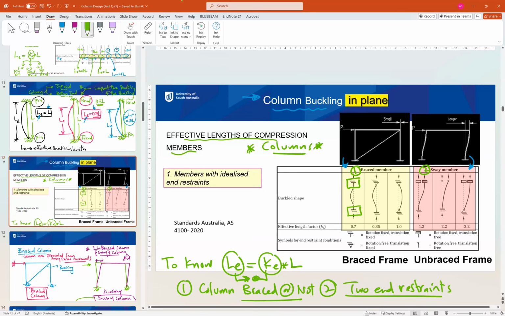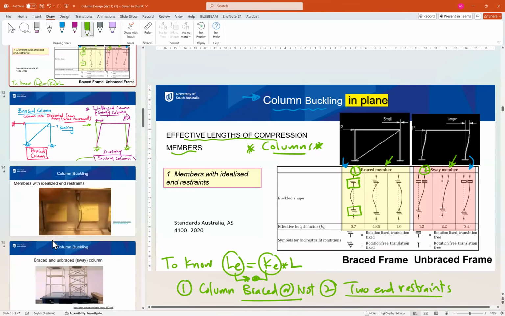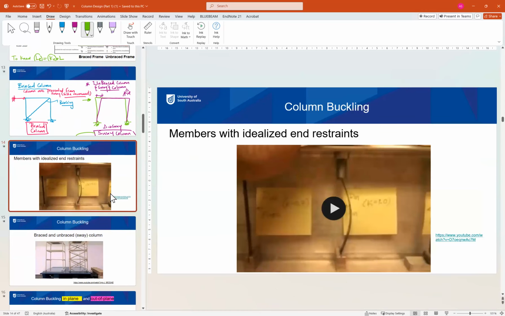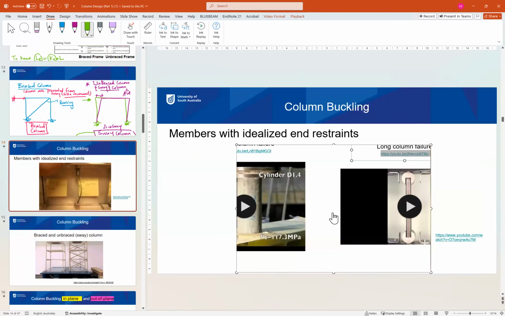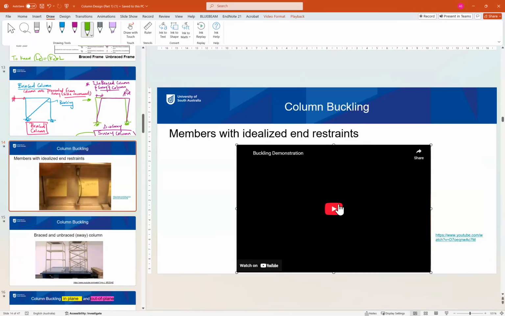Okay, so based on the column braced or not, we go to this side or this side. Based on the ends, we need to know if it is pin or fixed or fixed pin, so that we can know what the factor KE is. Okay, let's see this video, sorry.